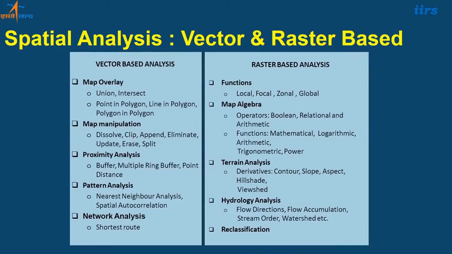Suppose I have population data of the entire country and I want only the population density of my city. So how to extract it? I will clip it from that boundary and I will get the data for my own area.